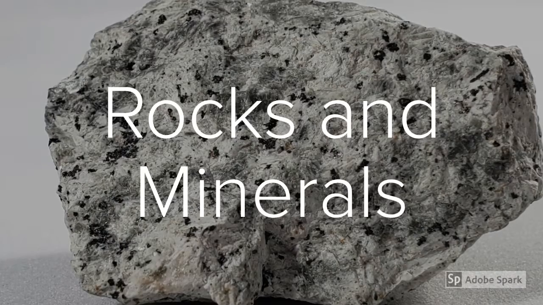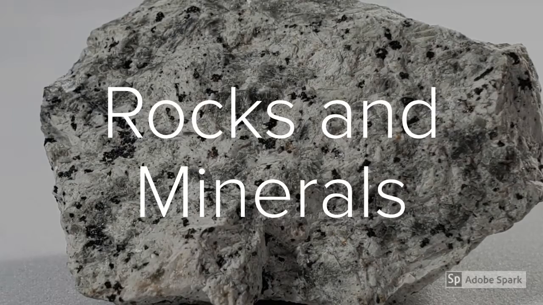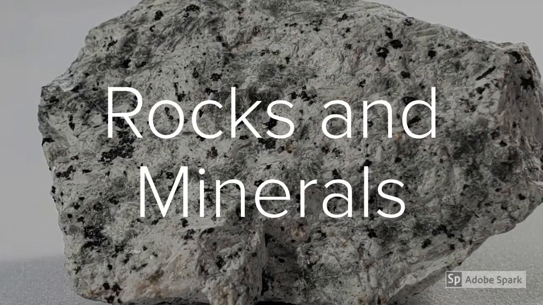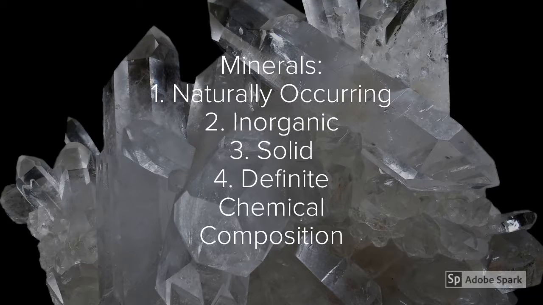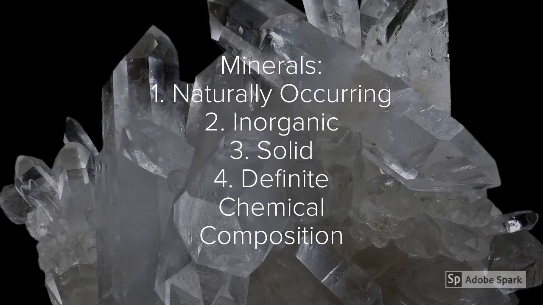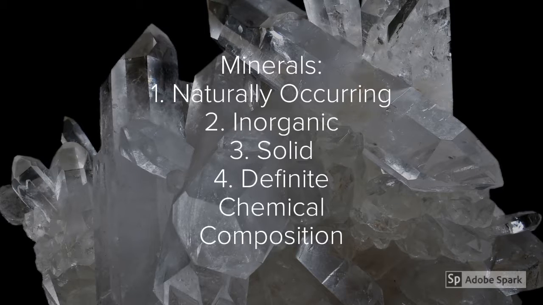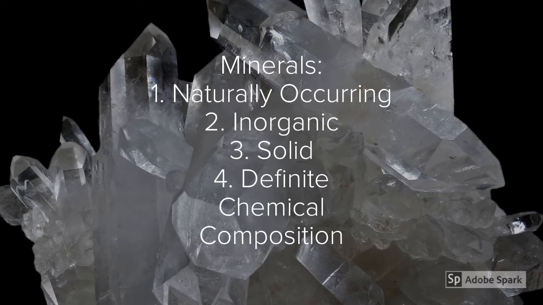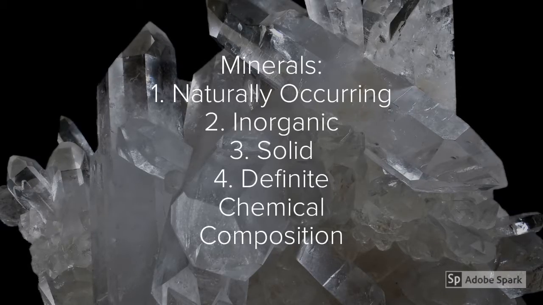Today we will be learning about rocks and minerals, more specifically, the difference between rocks and minerals, and how to identify the three main rock types. Minerals are naturally occurring, inorganic solids with definite chemical compositions. This means that minerals are solids that are not made by people or organisms. The chemical composition of a mineral only varies within a limited range.